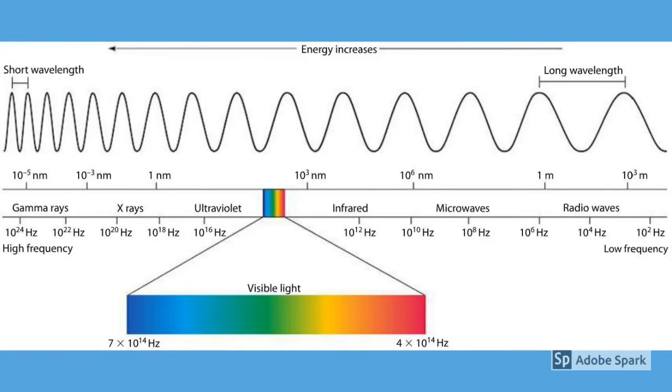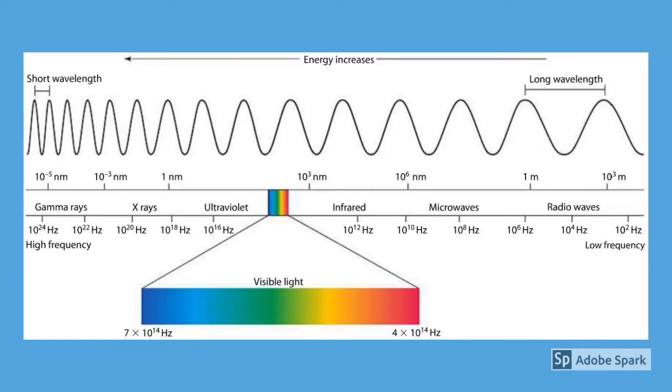Here's a diagram of the electromagnetic spectrum. Energy increasing is on the top towards the left. The wavelengths get shorter to the left, and then our frequency is closer to the bottom near the visible light. Now I'm going to explain the shortest wavelength.